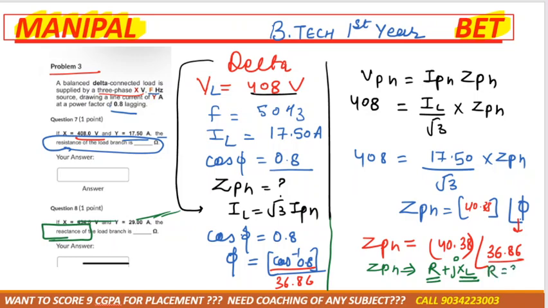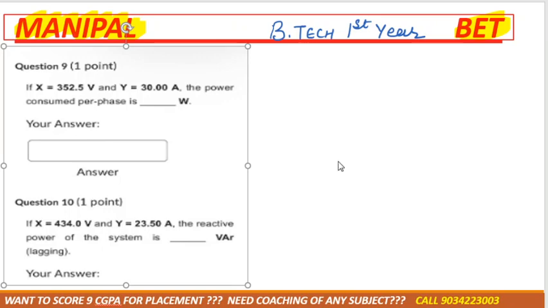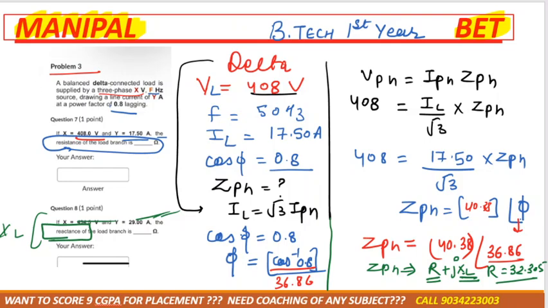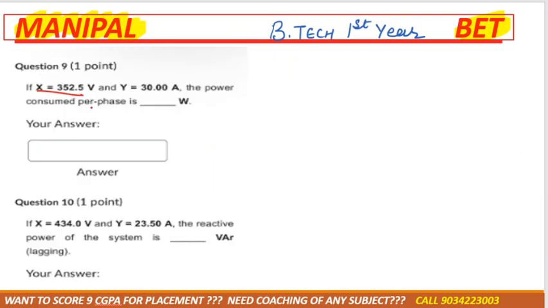R is 32.305, and similarly you can get XL as well, right? Now see, from this question only, question number 9, from this problem 3 only it is associated. If X is this one, Y is this one, means voltage is 352.5 volt and current is 30 ampere.